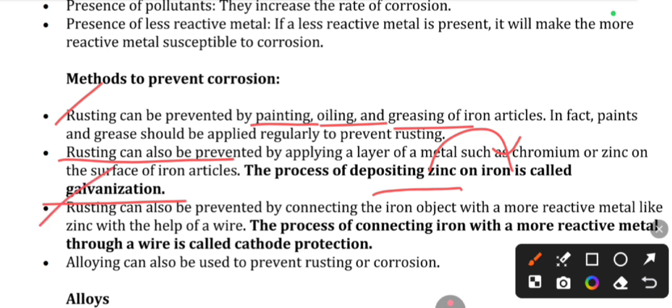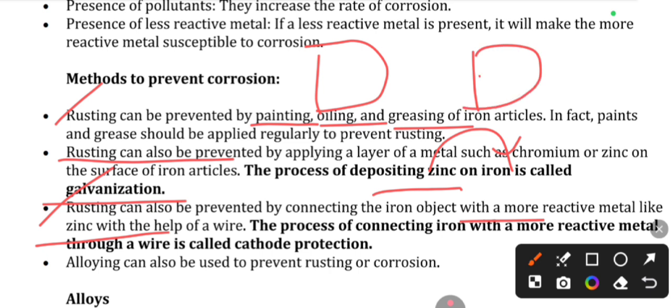Rusting can also be prevented by connecting the iron object with more reactive metals, zinc, with the help of a wire. How can it be? Suppose this is the iron block and this is the zinc block. If you connect these two blocks with a wire, still zinc will react but iron will not react. In that case zinc will be exposed to the atmospheric gases more easily as compared to iron. See, even by connecting these two blocks you can prevent rust.